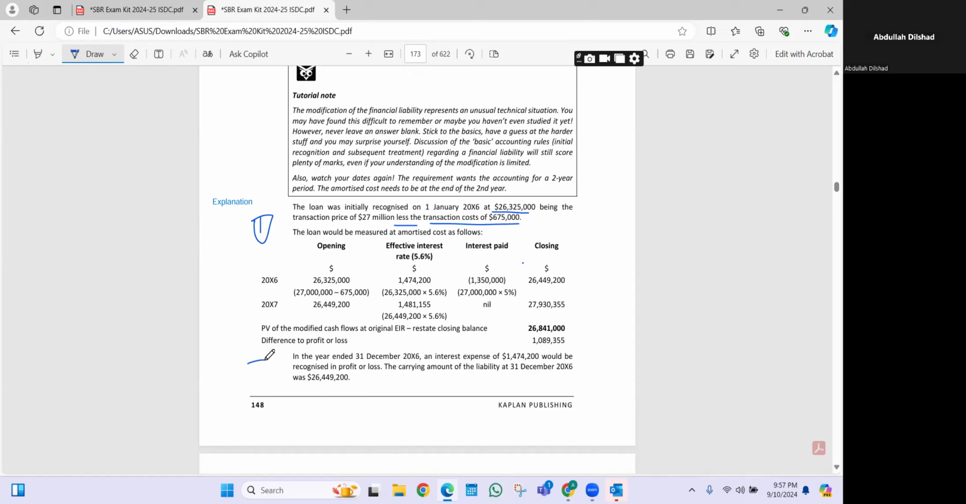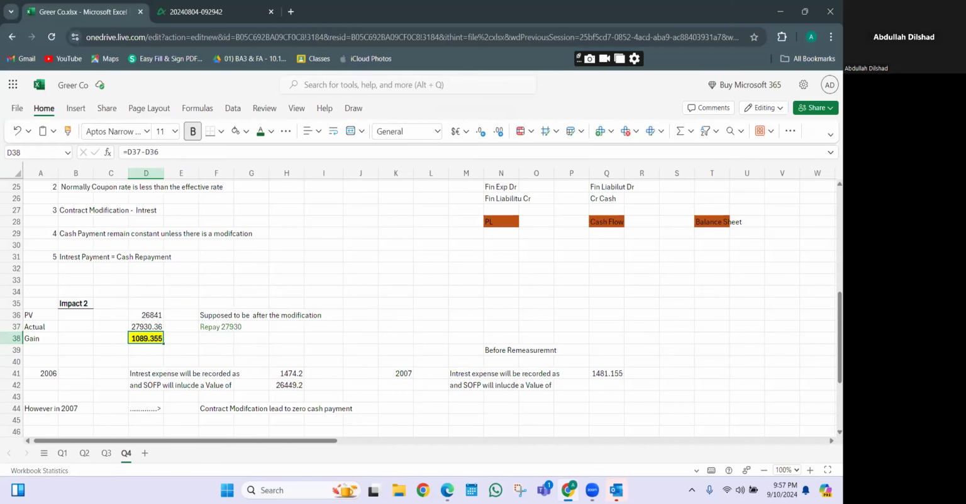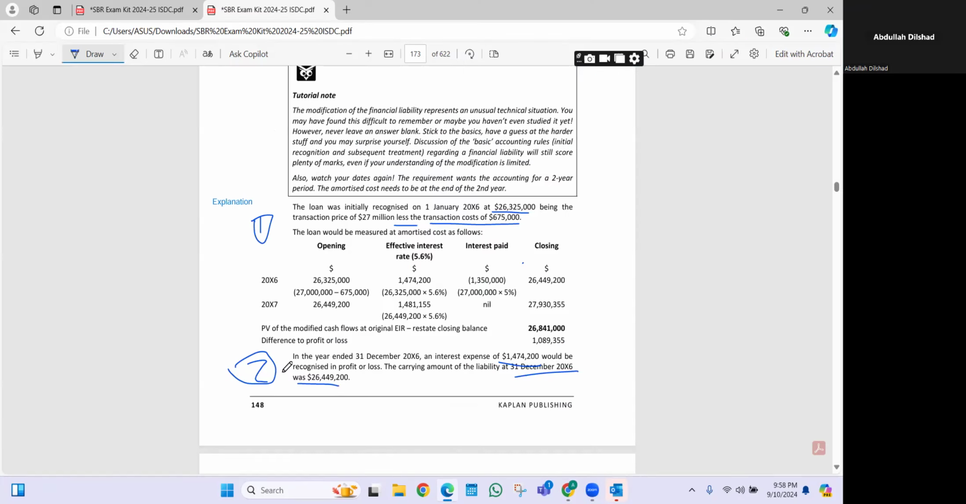After that, the second mark is to speak about 2006, before any contract modifications. You need to speak about the interest expense, and you need to speak about the carrying value. Here, see, I have mentioned it. You need to speak about the interest expense as well as the carrying value as at 2006. What is the carrying value you are going to record in terms of the financial liability? If you record that, you will get 2 marks.